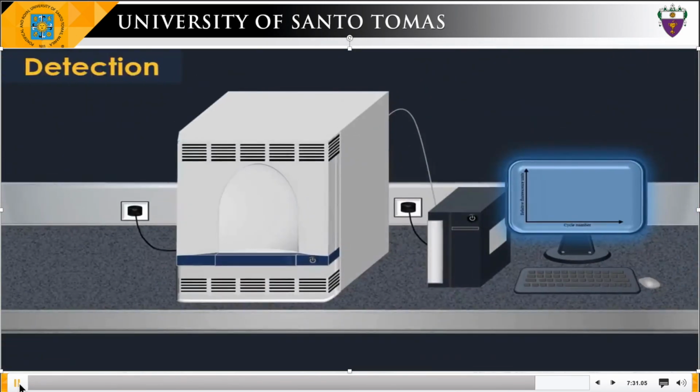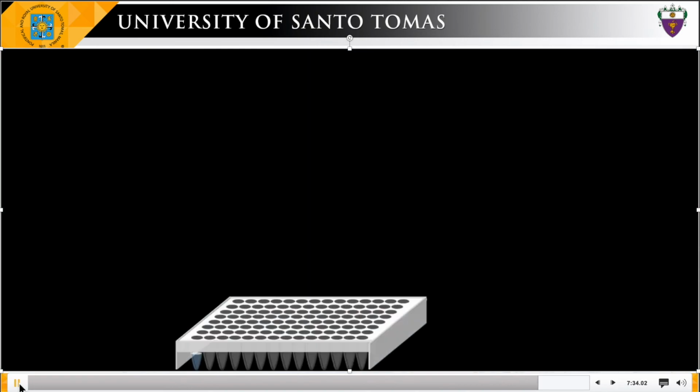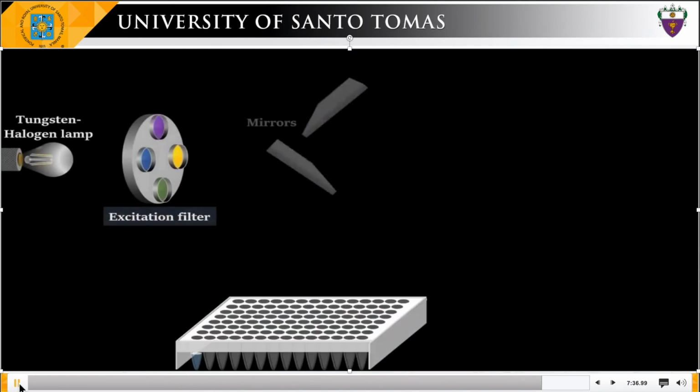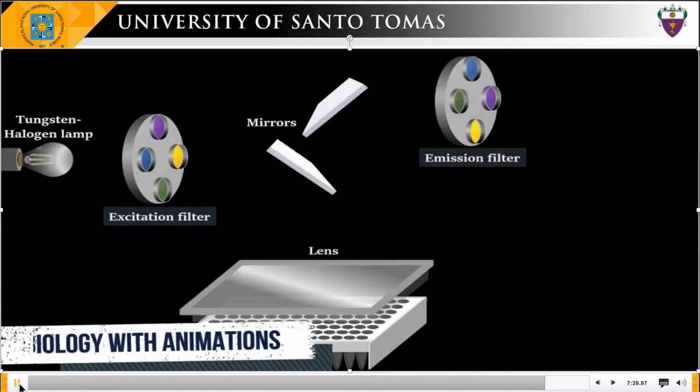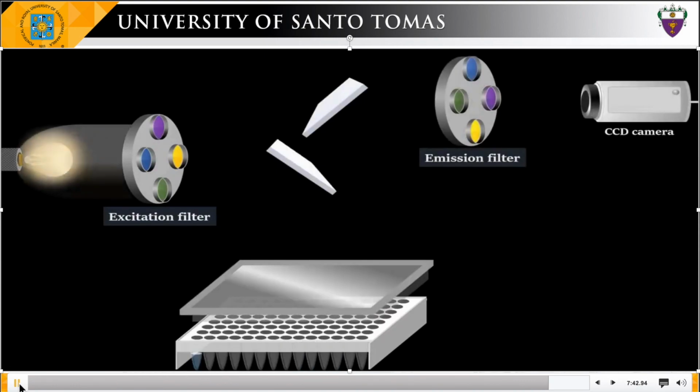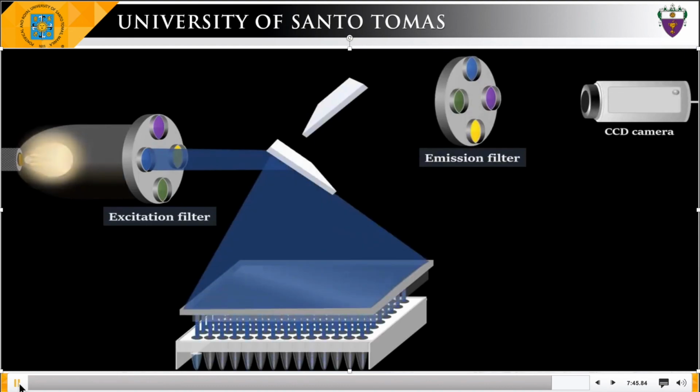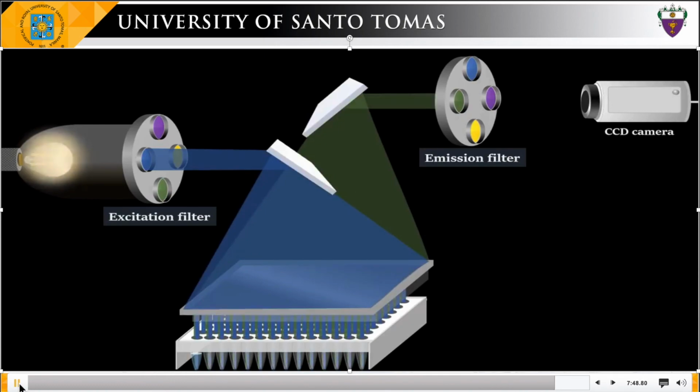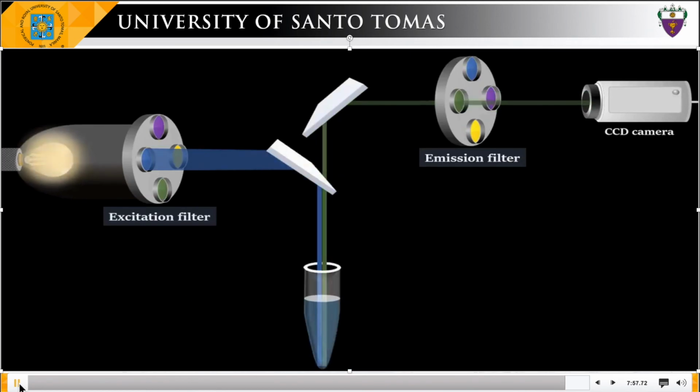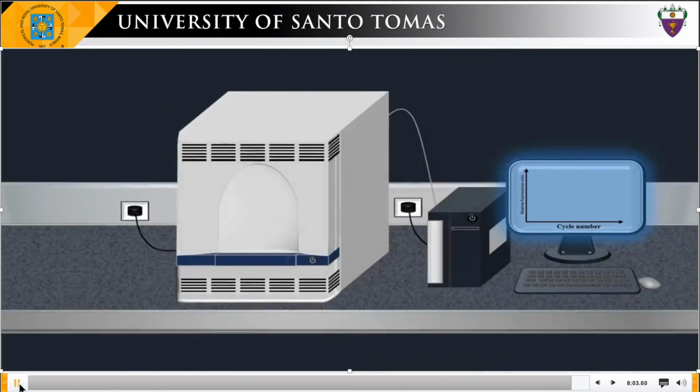For the measurement of the fluorescence signal, a tungsten halogen lamp, an excitation filter, mirrors, lens, an emission filter, and a charge-coupled device CCD camera are used. Filtered light from the lamp is reflected off the mirror, passes through a condensing lens, and is focused into the center of each well. Then fluorescent light emitted from the wells reflects off the mirror, passes through an emission filter, and is detected by the CCD camera. In each PCR cycle, light from excited fluorophore can be detected by the CCD camera, which converts the light that it captures into digital data. This method is known as real-time PCR, which allows the monitoring of the progress of the PCR reaction as it occurs in real time.